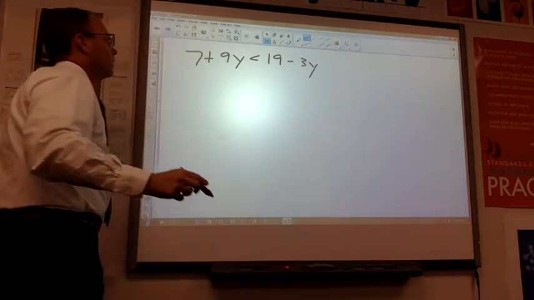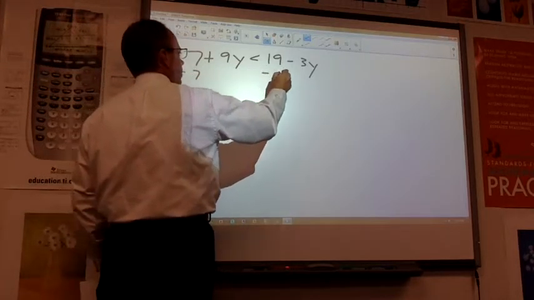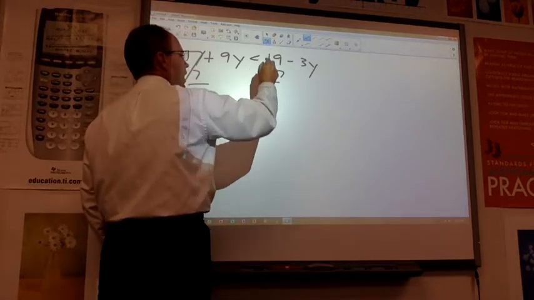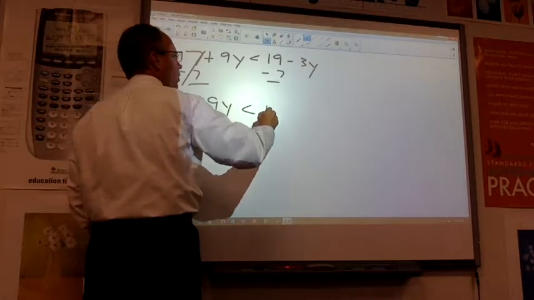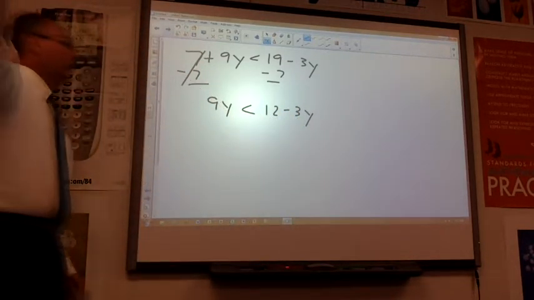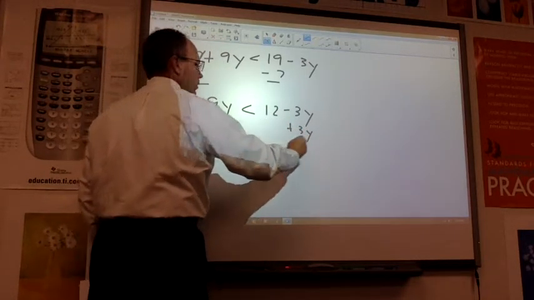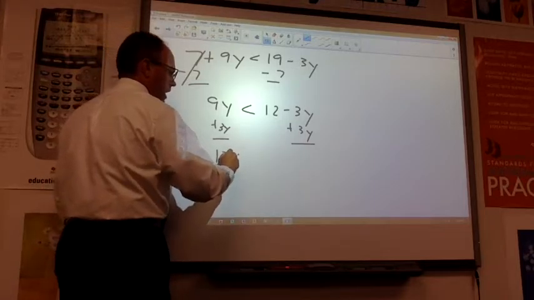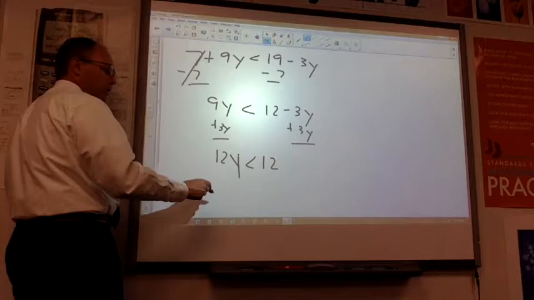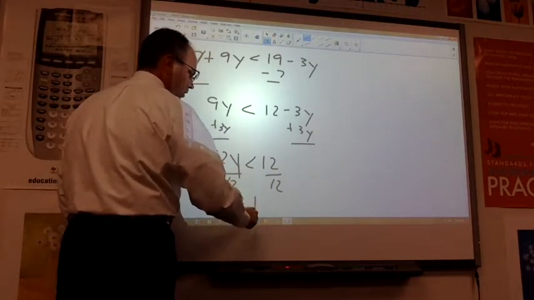All right. So let's follow suit. Let's subtract 7 from both sides. So those cancel. Is that all right? Help me out. That's 12 minus 3y. What should I do next? Add 3y. Thank you. So that's going to give me 12y is less than 12. What should I do? Divide each side by 12 because 12 and y are being held together. The sign is going to be this.